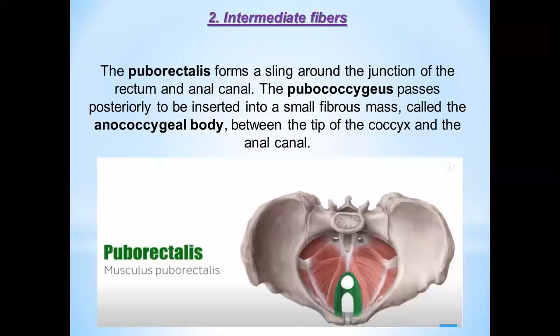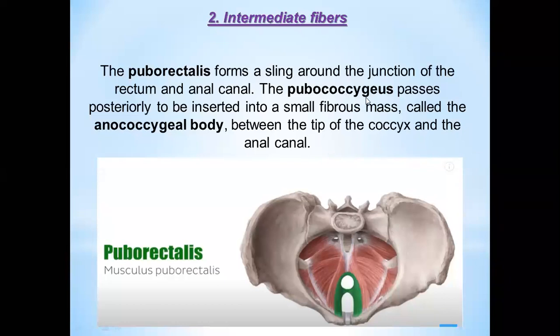Now coming to the intermediate fibers of the levator ani muscle. So this puborectalis muscle forms a sling around the junction of the rectum and the anal canal. You can see here, this green part is the puborectalis muscle. It is a junction between the rectum and the anal canal.